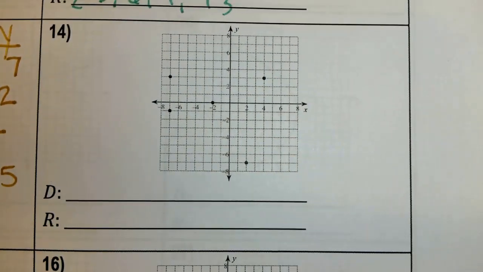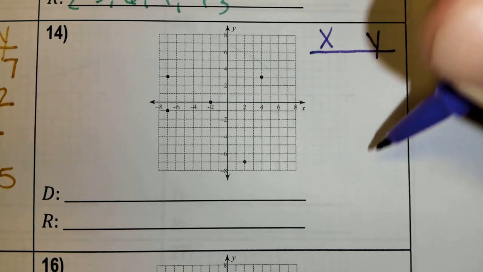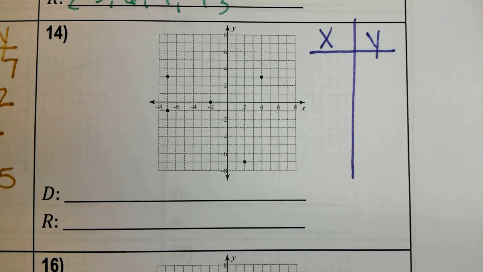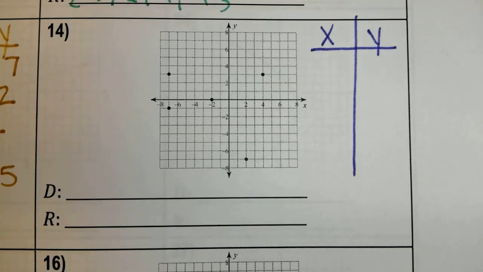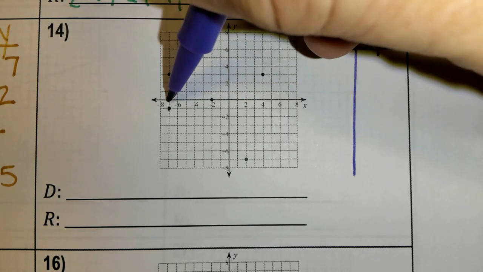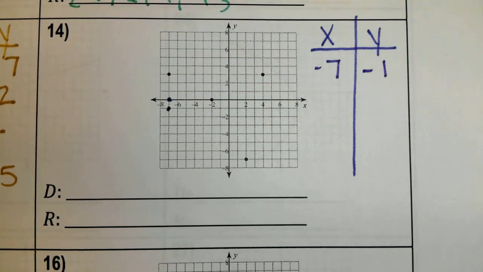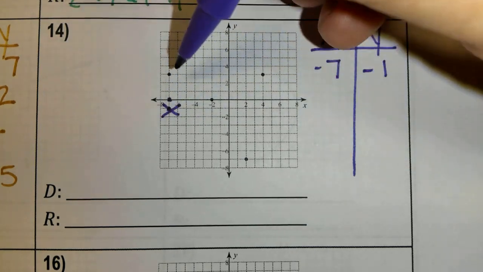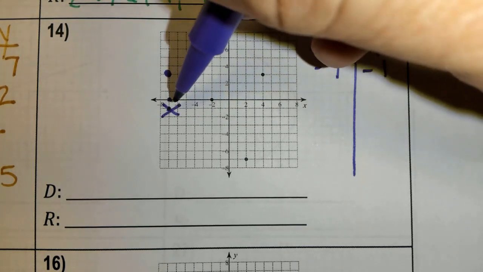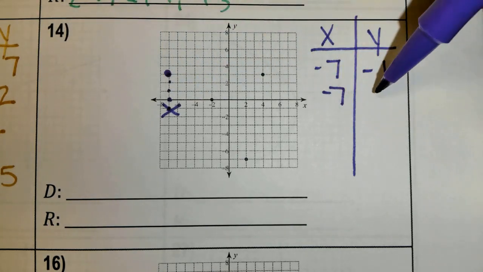Moving on. All right, last one I'm going to do the table on. After that, I'm just going to not do the table and just write the points out in domain and range. Okay, so down here, we got -7, down 1, so -1. Okay. This one right here, we have -7 again, up 1, 2, 3.